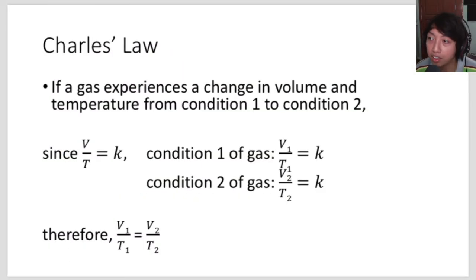And just like the equation just now, again, same idea. If a gas experiences a change in volume and temperature from condition 1 to condition 2, same amount of gas and same pressure, but now we have two different situations where the temperature or volume changes. Then condition 1 is going to equal condition 2. So V1 over T1 equals V2 over T2.